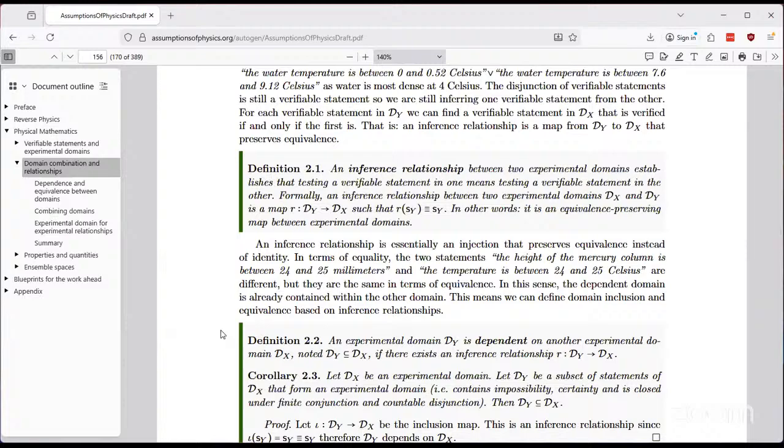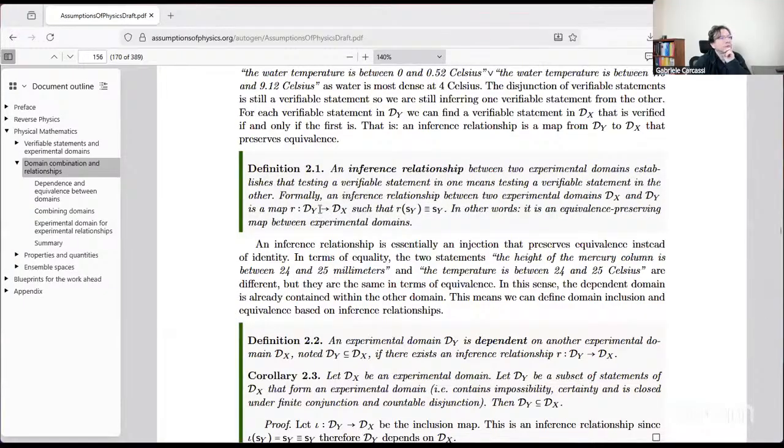Definition 2.1. An inference relationship between two experimental domains establishes that testing a verifiable statement in one means testing a verifiable statement in the other. Formally, an inference relationship between two experimental domains d_x and d_y is a map R from d_y to d_x such that R(s_y) is equivalent to s_y. In other words, it is an equivalence preserving map between experimental domains.